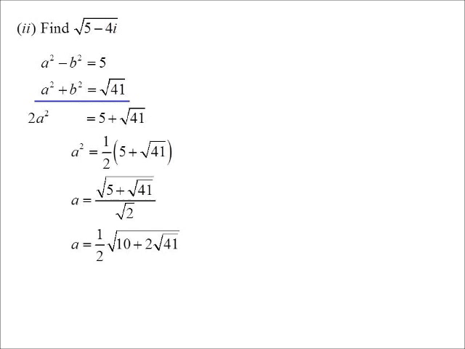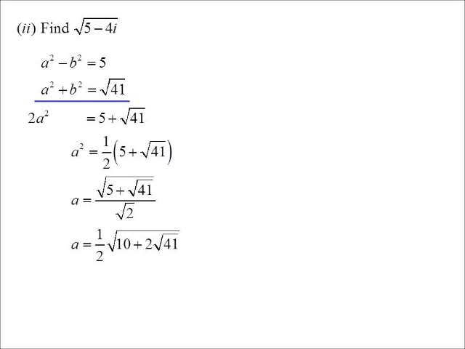Okay, let's find the square root of 5 minus 4i. Using this idea, I suppose this is the downside of this method, is you can get messy ones, because a squared plus b squared in this one would be the square root of 5 squared plus 4 squared, which is 41. And we don't know root 41 exactly. So when we play around with the numbers, eventually we get a is a half root 10 plus 2 root 41.